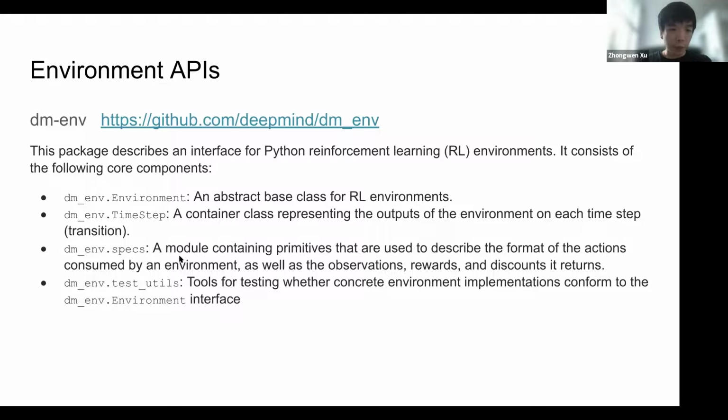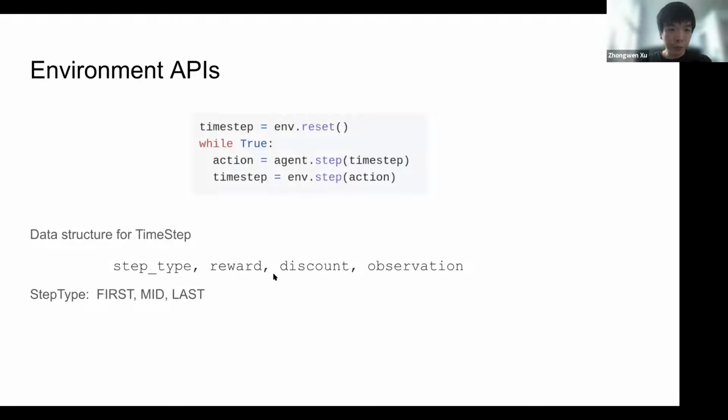So let's go into more details. The environment APIs and the interaction between the environment and the agent are actually quite simple, and they reflect the agent-environment interaction loop. On the very first step, we reset the environment to the very starting point, and then it can output the time step. So it is an output from the environment.